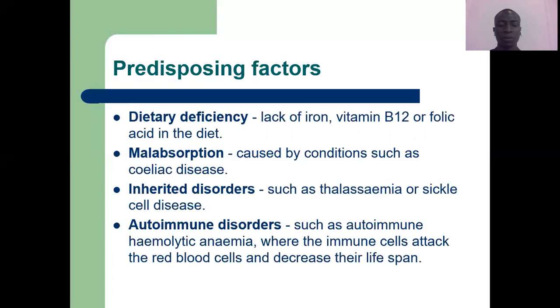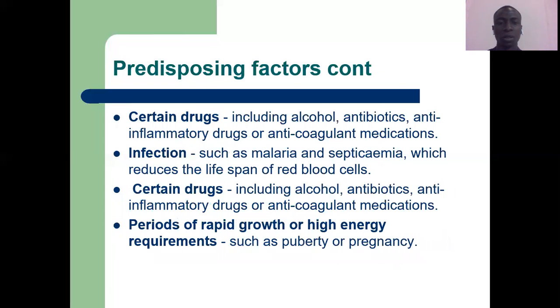Also autoimmune disorders such as autoimmune hemolytic anemia, where the immune system attacks red blood cells and decreases their lifespan. So red blood cells undergo a decrease in their lifespan, and they end up dying faster than the norm.